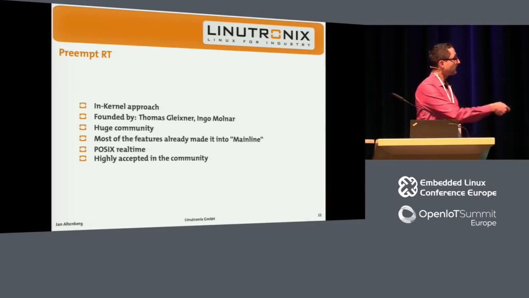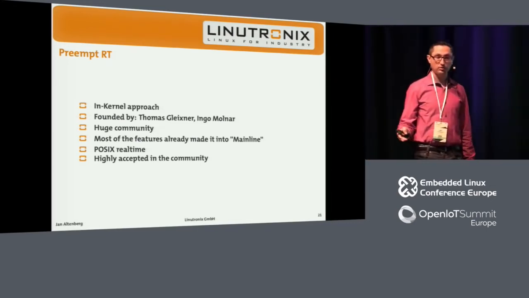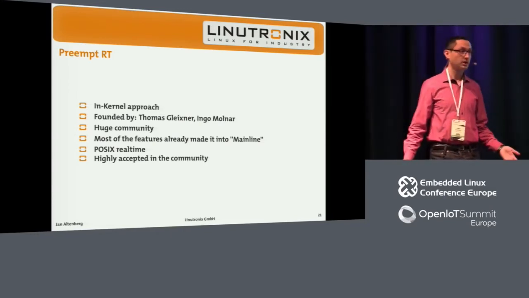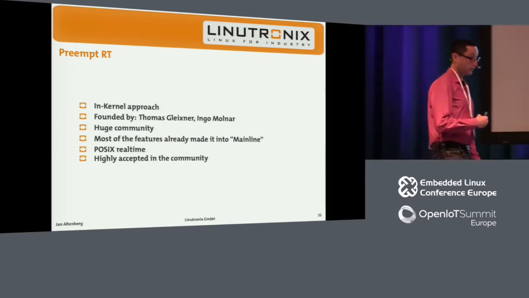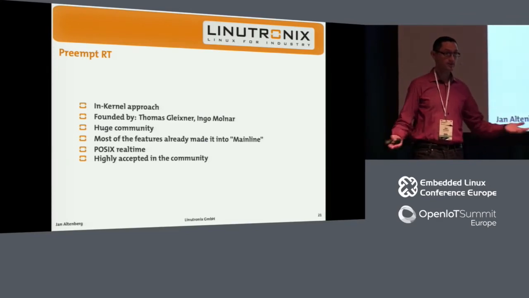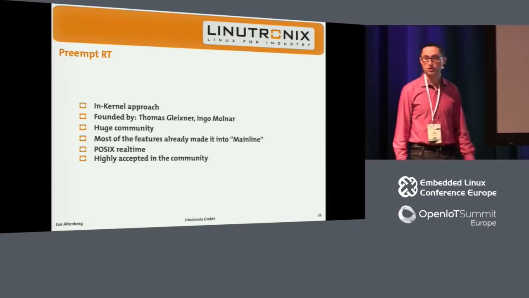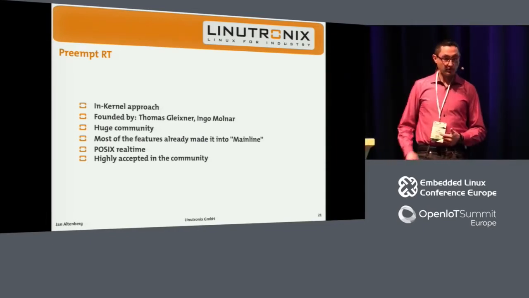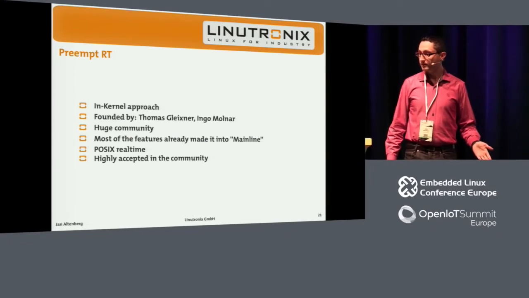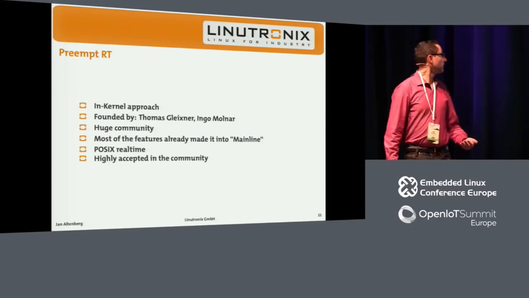Since this approach makes Linux real-time itself, you don't need anything special to know about it. If you write a real-time application, you just write a simple POSIX application, which means you can buy a 30-year-old book about POSIX real-time programming, and you know how to write a real-time application for Preempt RT. You don't need any special libraries or stuff. You just use your standard C library. So this is the big advantage of making Linux itself real-time capable.